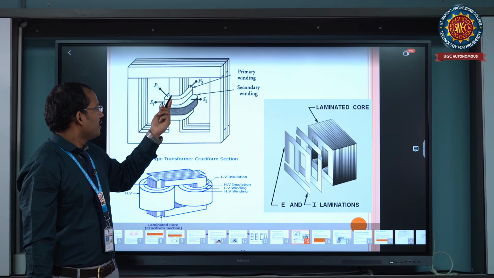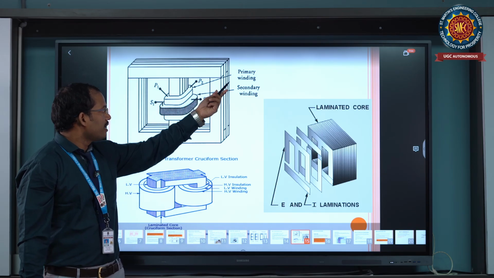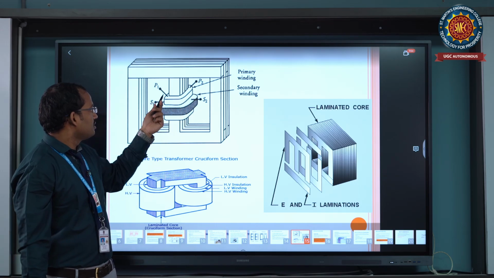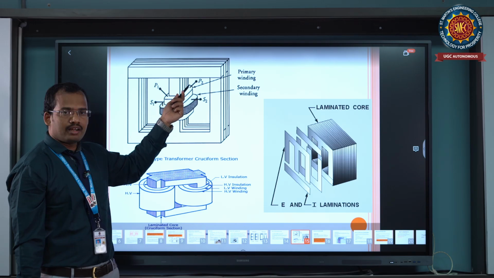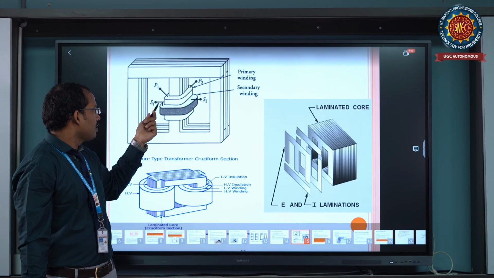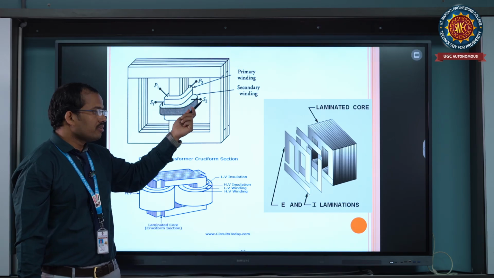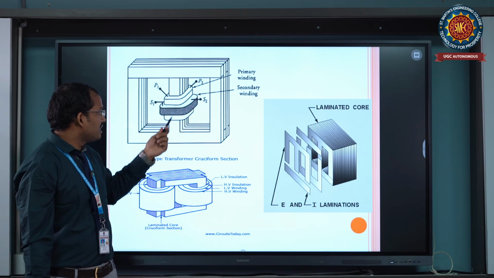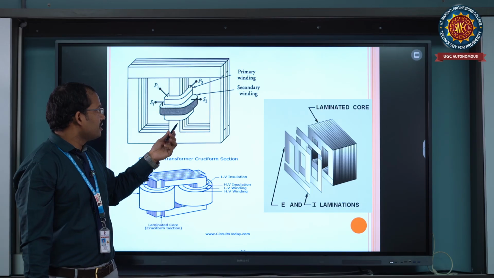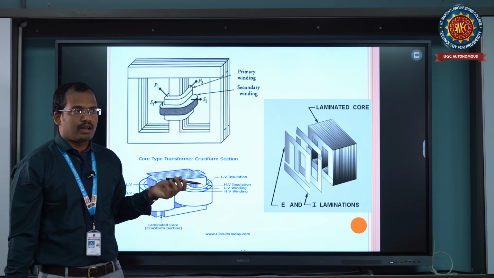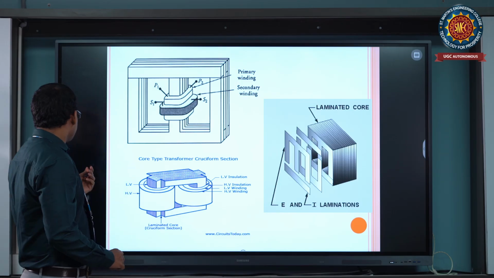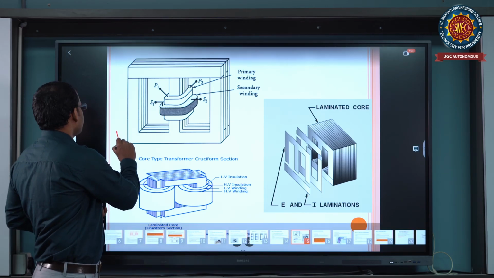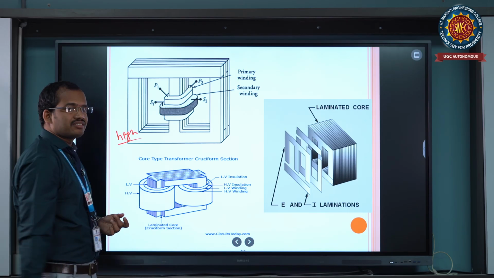On this central limb we connect the primary winding on the internal side and the secondary winding on the external side. This is P1, one primary side, and P2, the other primary side, S1 the first secondary side and S2 the other secondary side. These are the windings of the transformer. These shell type transformers are used at high voltage levels.